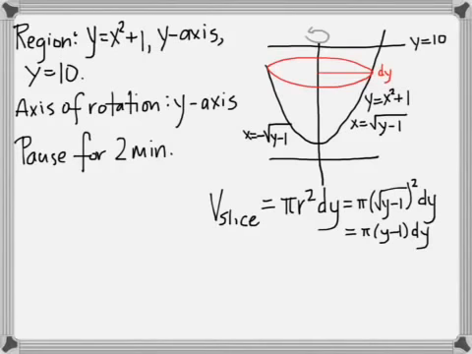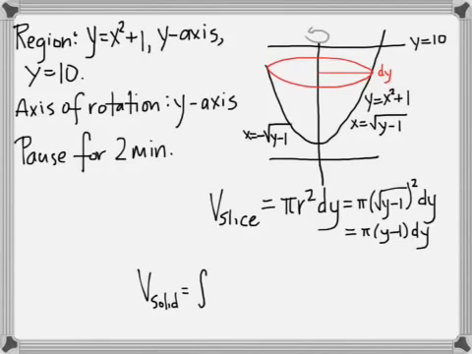So, what's the volume of the solid? Well, I need to add up all my slices. Now, where do my slices start and end here? Remember, we're doing dy. So I need to say, at what y is my lowest y, and what's my highest y for my limits of integration? Clearly, my highest y is y equals 10. My slices go up, up, up, and then they stop here at y equals 10. Down here at the bottom, this is y equals 1.